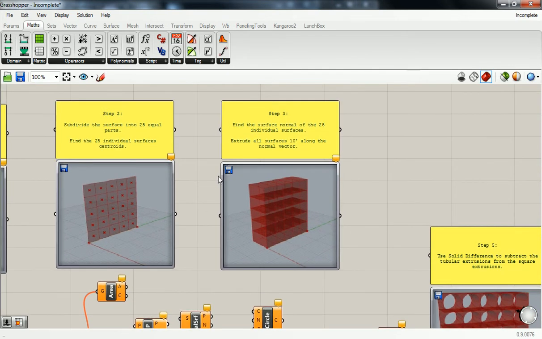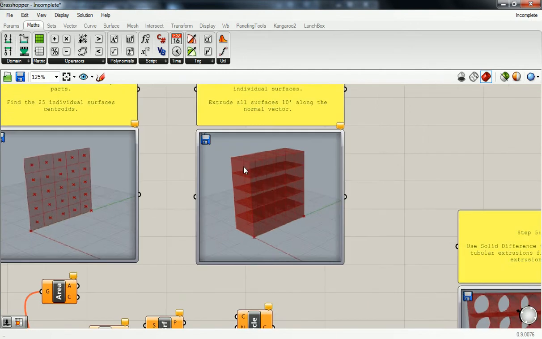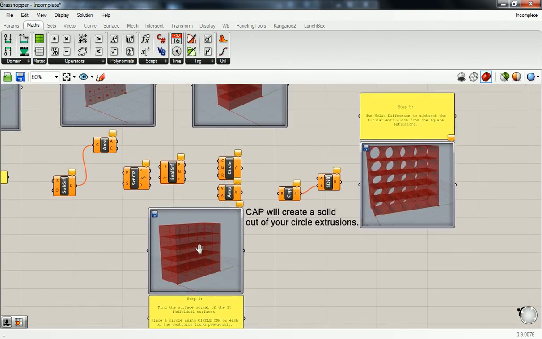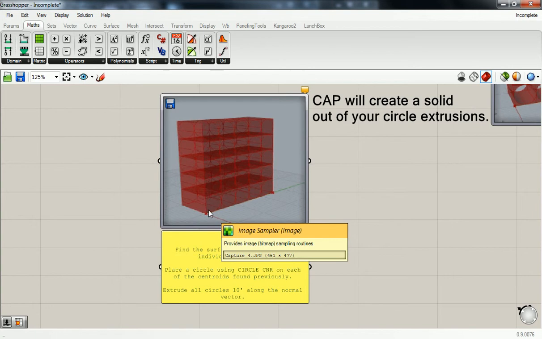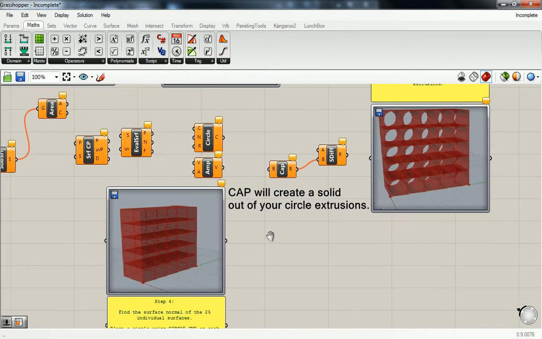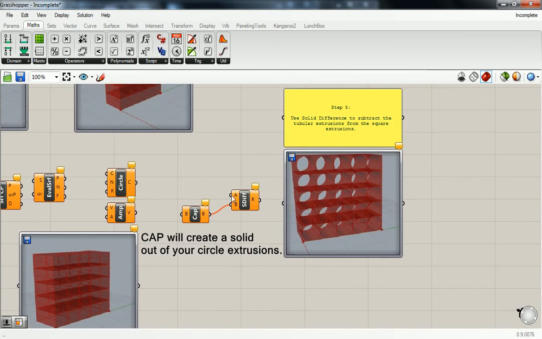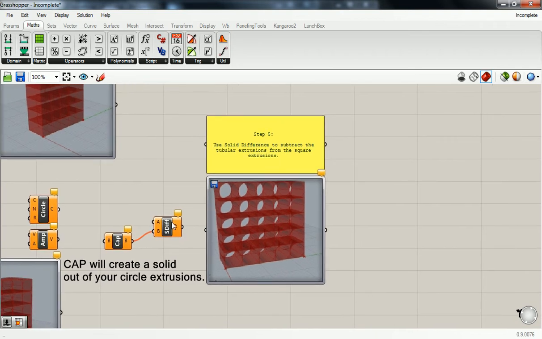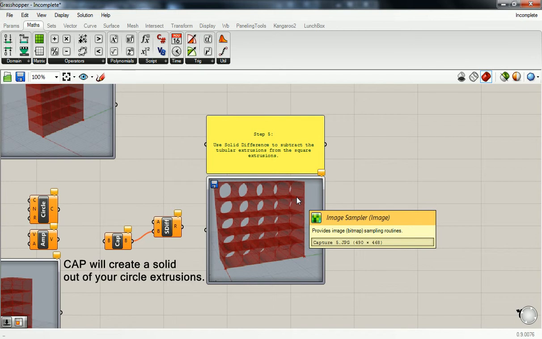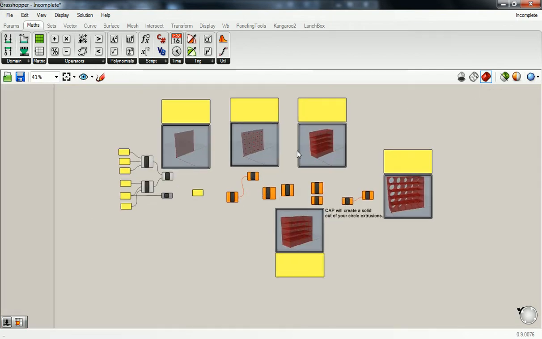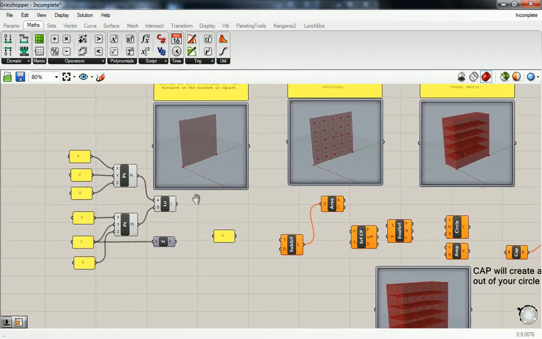Step three was to find the surface normal so that no matter what orientation you change the line to be, it would extrude in that direction, and then extrude all of the individual panels by 10 feet. Step four was to do the same thing with circles, and then cap the circles and feed it into a surface difference where we could then delete the circle volumes out of each of the individual square volumes. So, the recap.